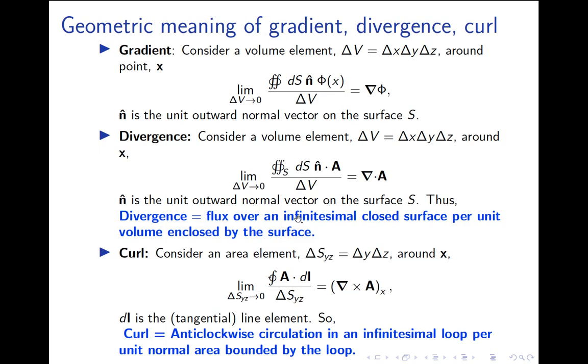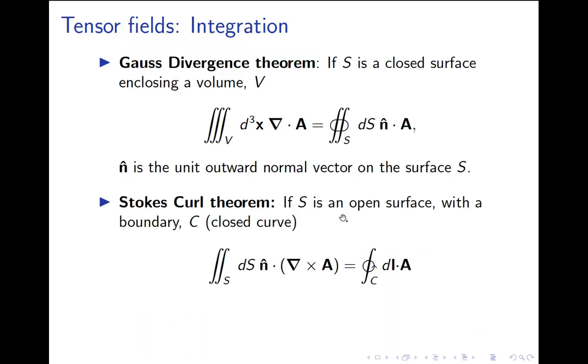And then, as I said, for these two theorems in particular, you can transfer the delta V here and the delta S_YZ here and integrate over a finite surface to obtain what are known as the divergence theorem and the Stokes curl theorem. So the divergence theorem tells you that the flux of a vector field over a closed surface is equal to the volume integral of the divergence.